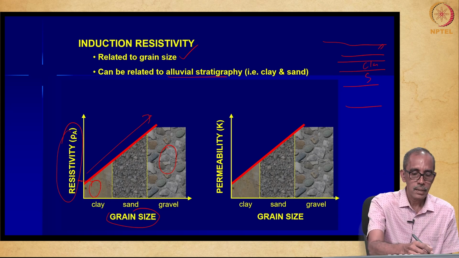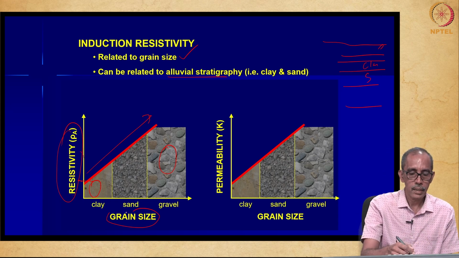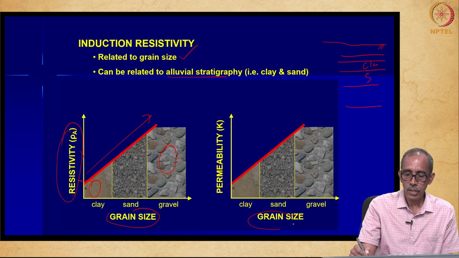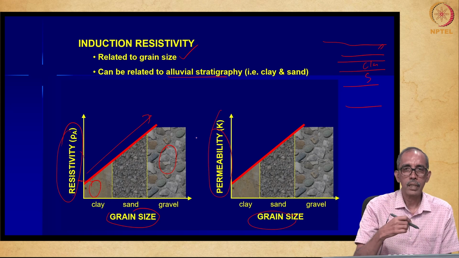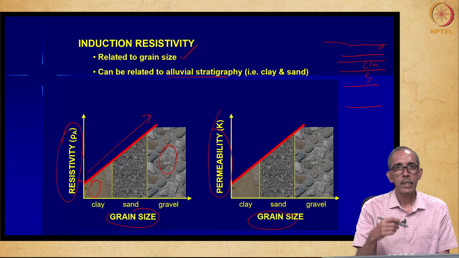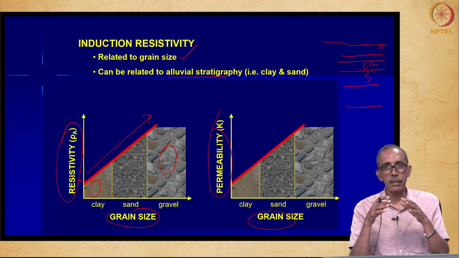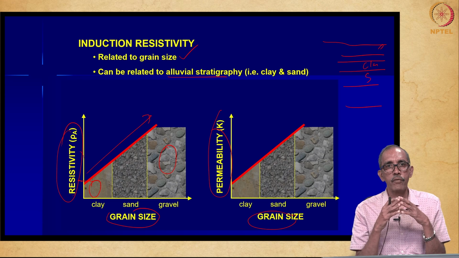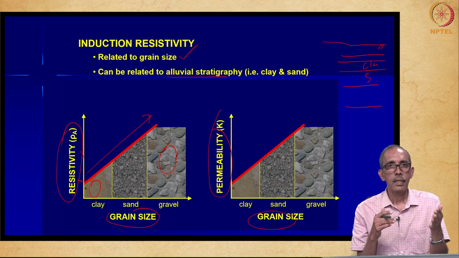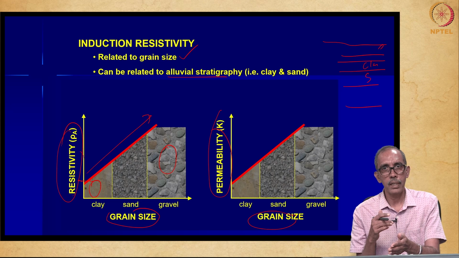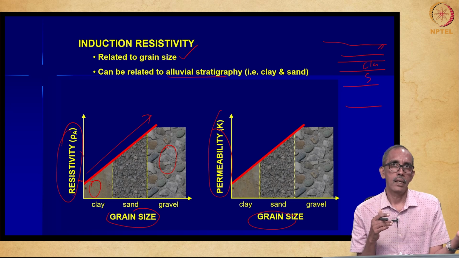Then the resistivity measured is related to grain size. In fact, the grain size is also related to permeability. Permeability is the ability of the formation to transmit water. Okay. So, there is an option for us to convert the resistivity which we have measured into permeability. This also we have seen already, right.